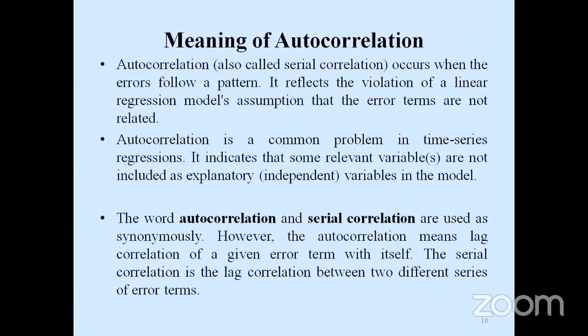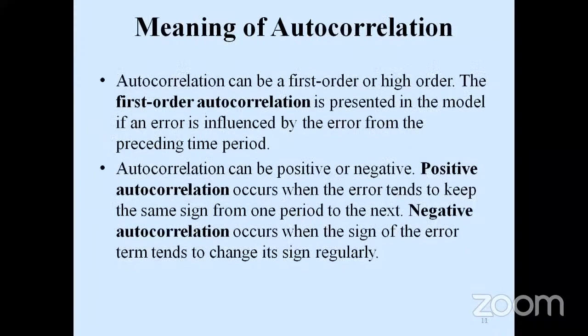At that point of time, the serial correlation is the lag correlation between the two different series of error terms. So this problem is generally seen invariably. Autocorrelation can be first order or higher order. The first order autocorrelation is present in the model if an error is influenced by the error from the preceding time period. As I said, the lag means its previous value.